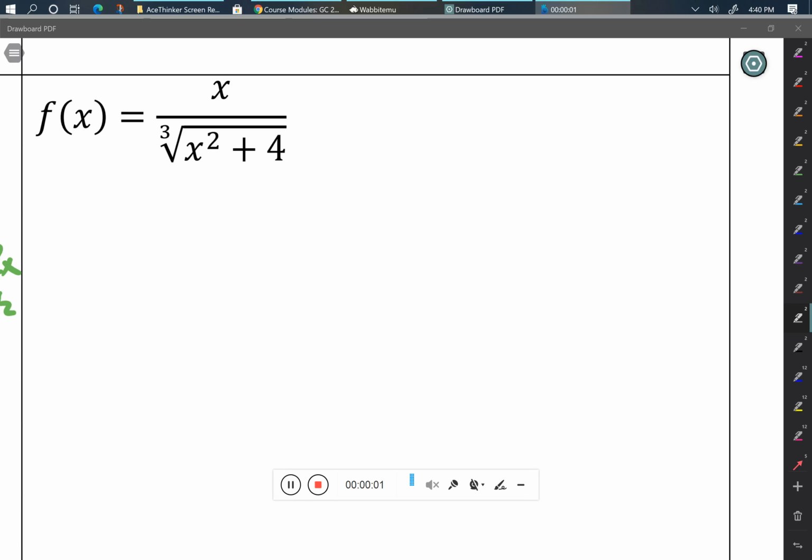Okay, so welcome back to part 2 of section 3.4, the chain rule, more examples. Here's our next example. F of x is equal to the fraction x divided by the cube root of x squared plus 4.